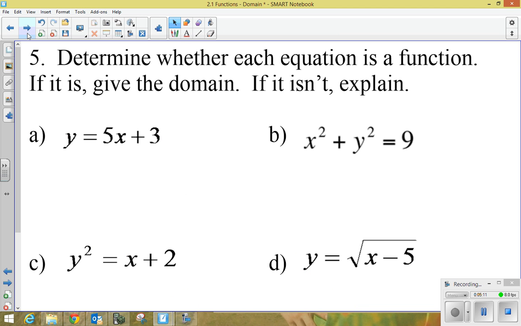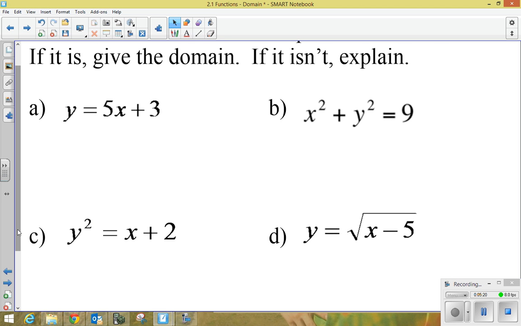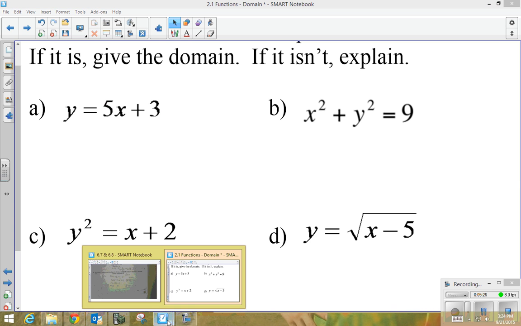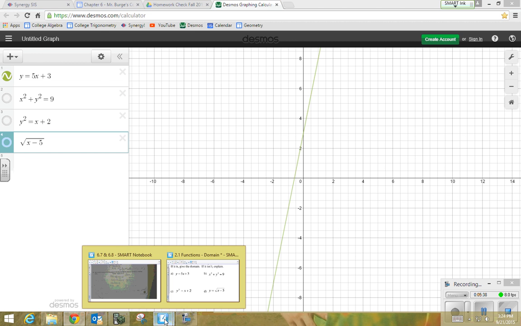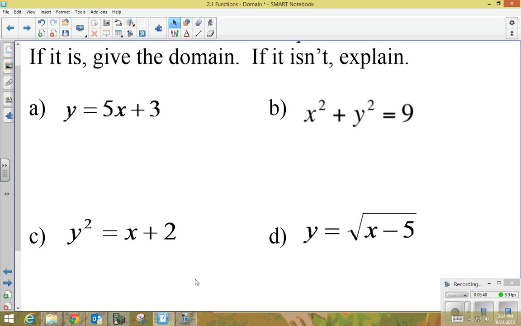All right, so determine whether each equation is a function. If it is, give the domain. If it isn't, explain why. Well, y equals 5x plus 3, any number I can multiply by 5 and add 3 to it. Okay, and every time I'm going to get a different answer. Okay, if I make a graph of that, I can see that y equals 5x plus 3 will pass the vertical line test and will never cross more than once. So it is a function.